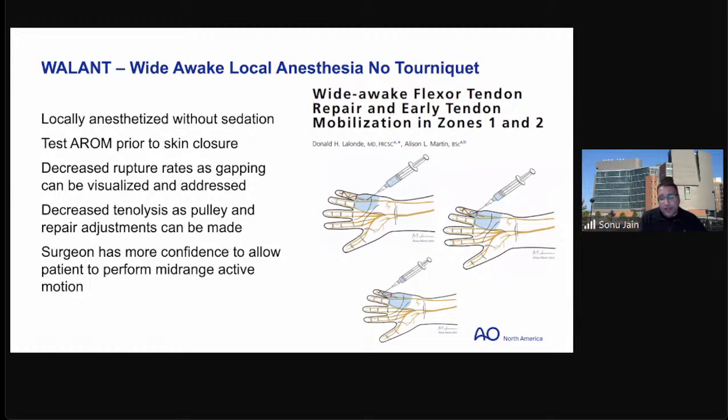You decrease tenolysis because you are making the adjustments during your operation, making sure the pulleys are not in the way of your tendon repair, and because you're actually going to be more comfortable with having your therapist move the patient early and more aggressively, because you're confident in your repair and you're not going to have that scar tissue form in your patient as much.